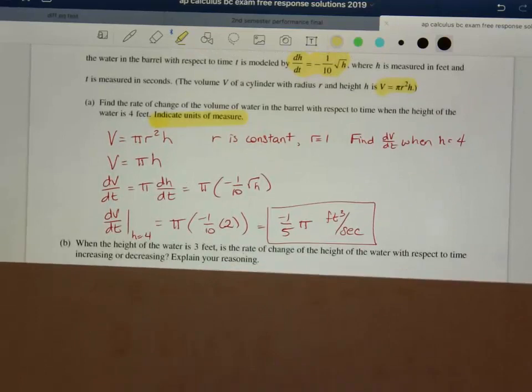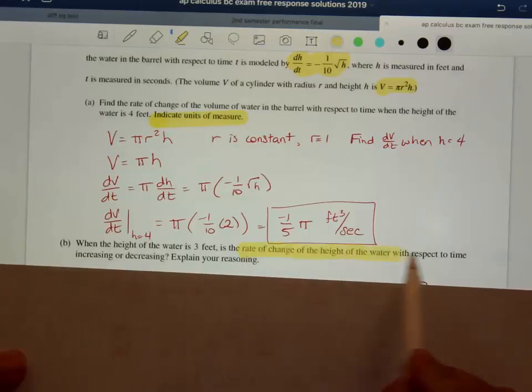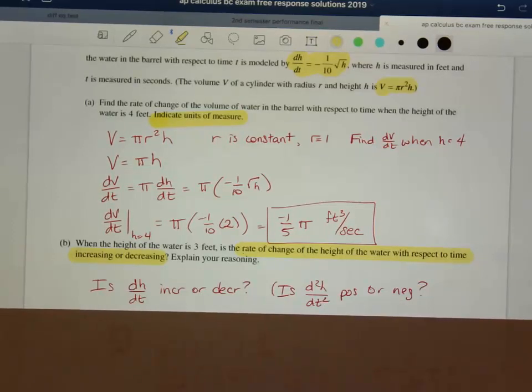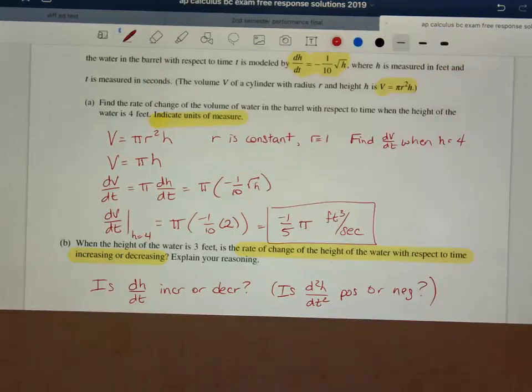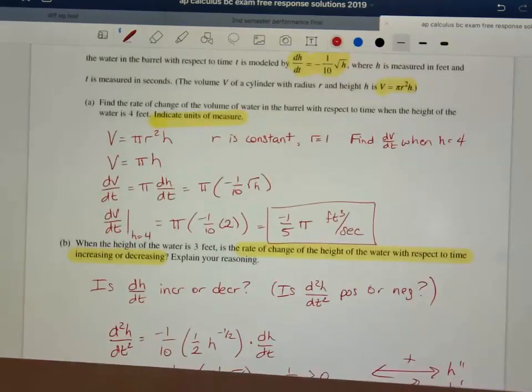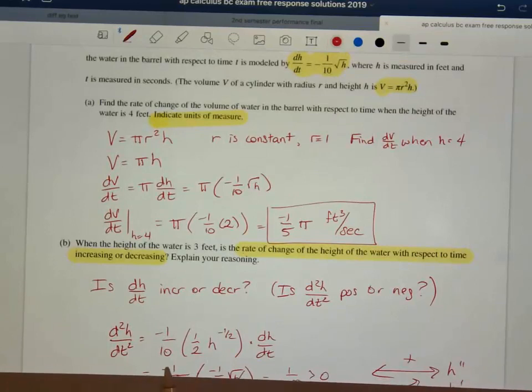All right, letter B. When the height of the water is 3 feet, is the rate of change of the height of the water with respect to time increasing or decreasing? This is just like number 1. They want to know if the rate of change of the height of the water, in other words dh/dt, is increasing or decreasing, which at the same time means is the second derivative positive or negative. So what you do is you take the second derivative, which is negative 1/10 times the derivative of the square root of h, which is 1/2 h to the negative 1/2, times dh/dt, because you're taking the derivative of an h on this side.